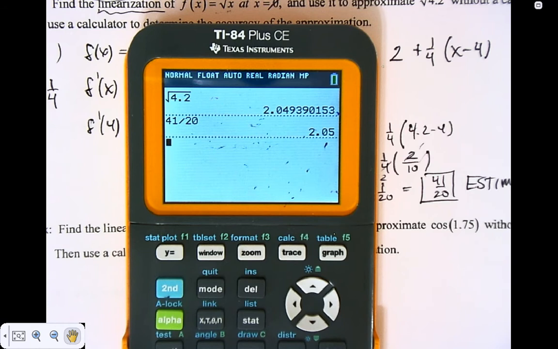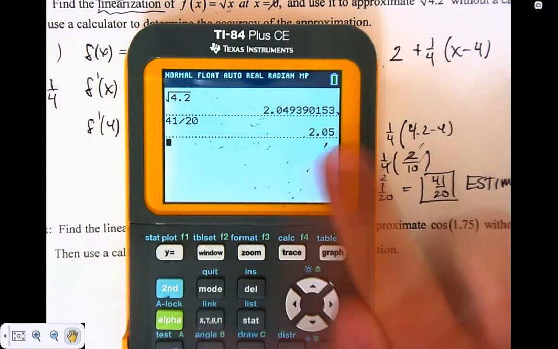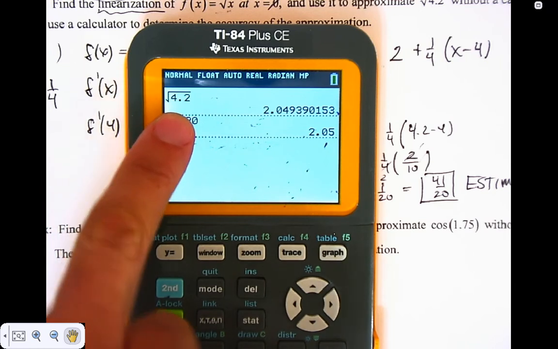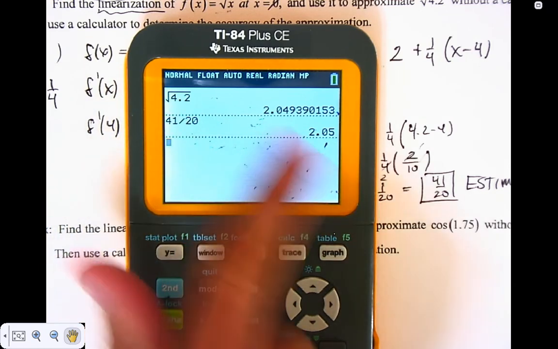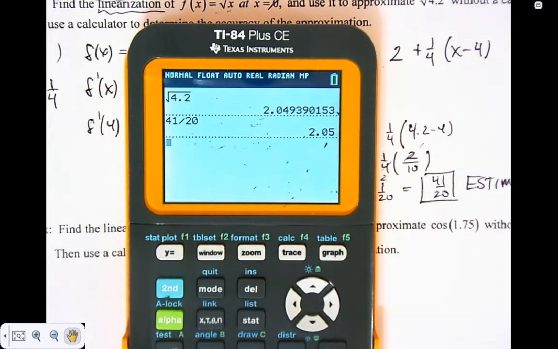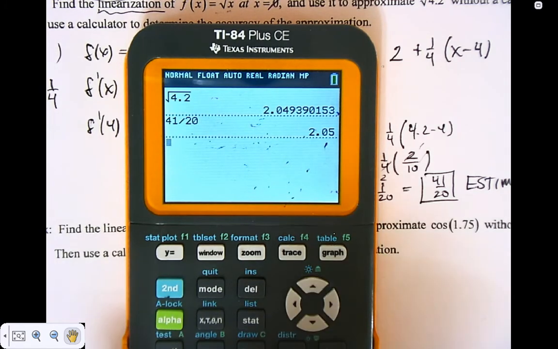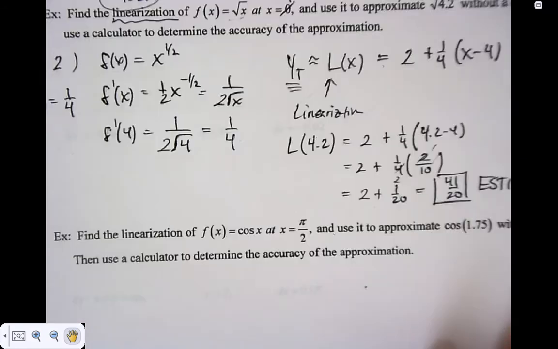Yeah. And so you are embarrassingly smart and can now approximate random square roots using calculus, getting within 1/100th of the actual value or less, which is a really, really good estimate. Okay. All right, let's look at the next one.